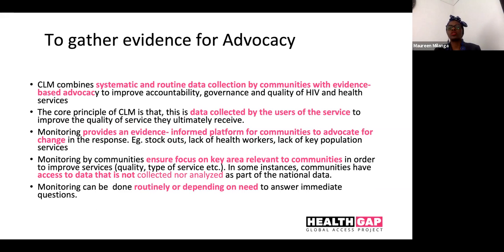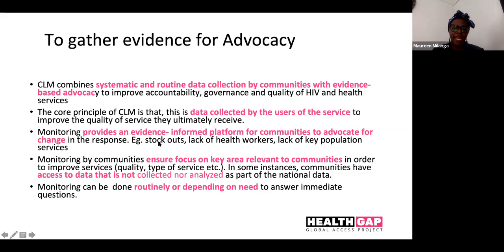It also allows us to collect information routinely or dependent on need. If we see an issue in a certain district where we work, we can go and collect that evidence and come back and advocate for that. So using community-led monitoring as an advocacy tool is really important.